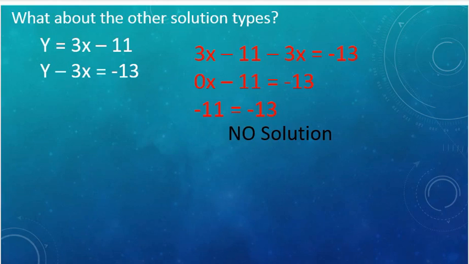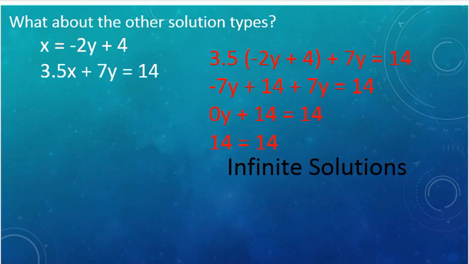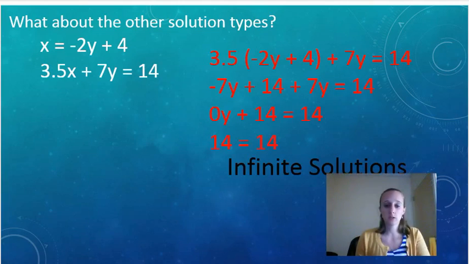Now the other type of solution was your infinite solutions. Again, solve for one of your variables. It is already done in your first equation, so plug that into the second equation. Once you've plugged it in, simplify and solve for your variable. You should end up with 0y plus 14 equals 14. Your 0y can disappear because 0 times anything is 0. So in this case, you have 14 equals 14, which means you have an infinite amount of solutions.